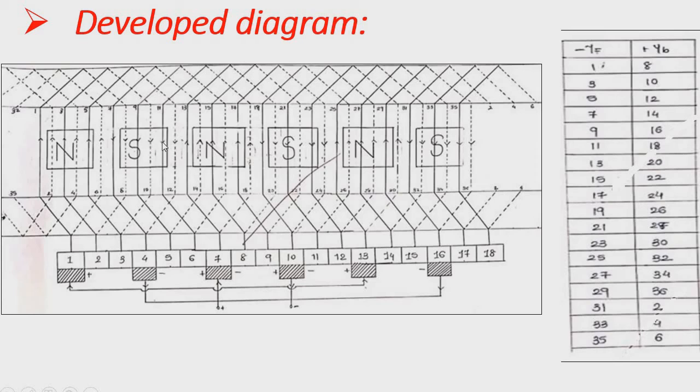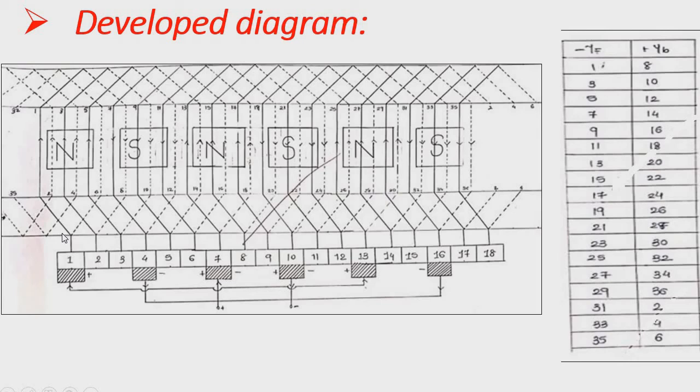Next 6 have downward current, then the next 6 coils have upward current, then again 6 downward, 6 upward, then 6 downward current. One thing should remain in mind: for N pole always consider the current direction upward, and for S pole always consider the direction downward. Same thing: N pole upward, S pole downward, N pole upward, S pole downward.